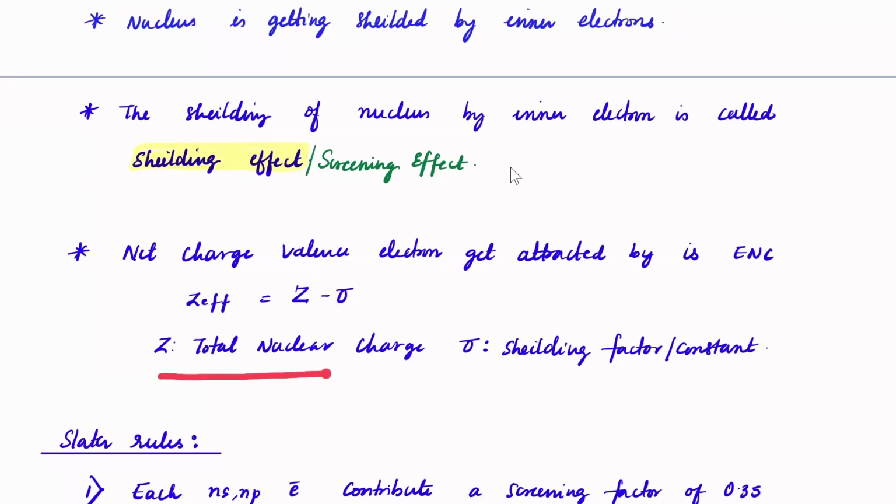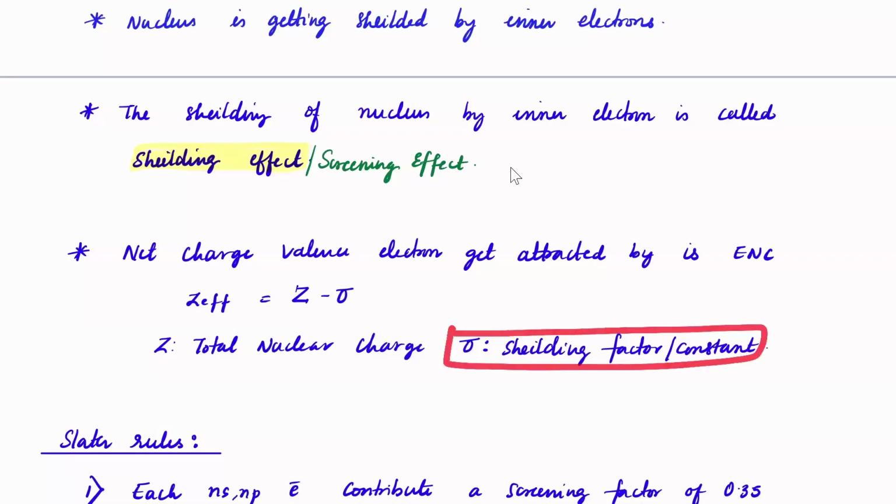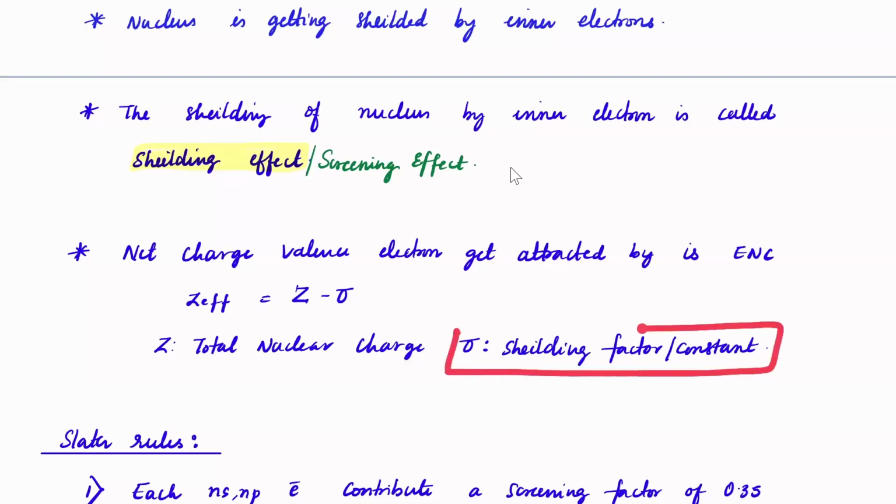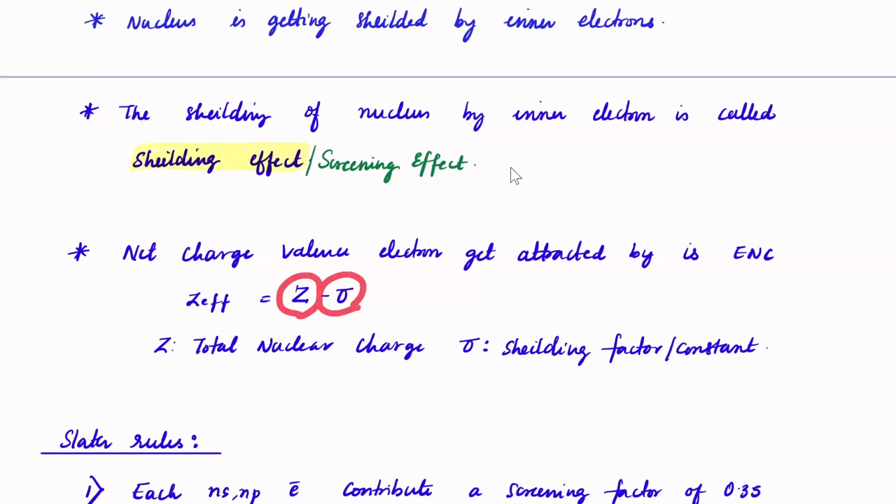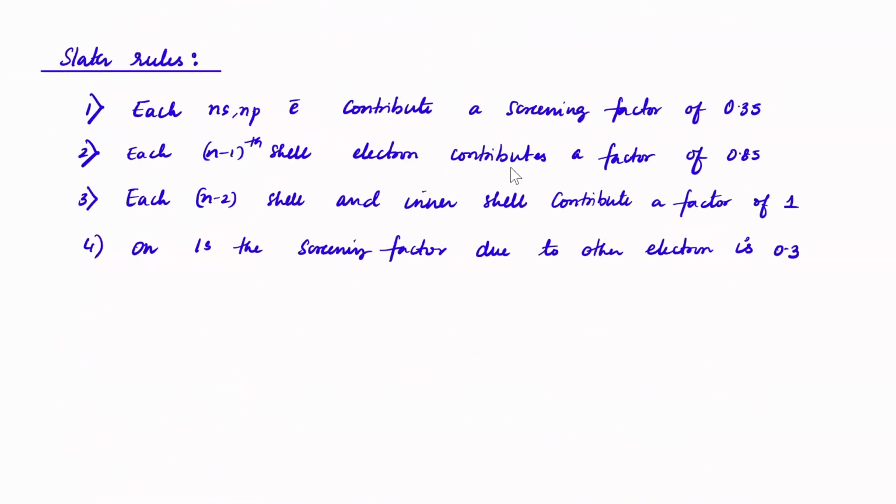Atomic number is the actual total nuclear charge, which is expected, right? But sigma represents the amount of loss of the attraction due to the intervening electrons. So that is called the screening factor or screening constant, right? So Z effective is the effective nuclear charge experienced by the electron: Z, the total nuclear charge, minus sigma, the screening factor. To figure this out mathematically, there is something called Slater's rule, which explains how to calculate it easily.